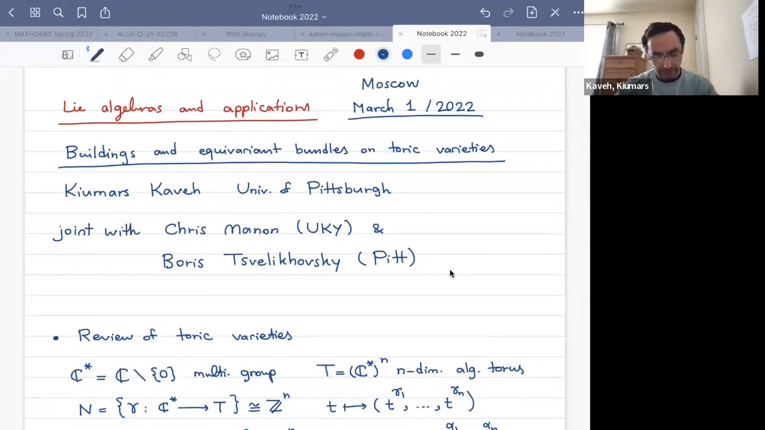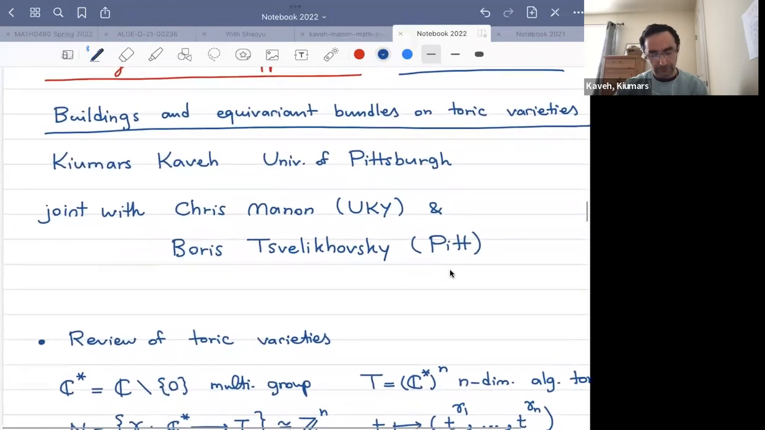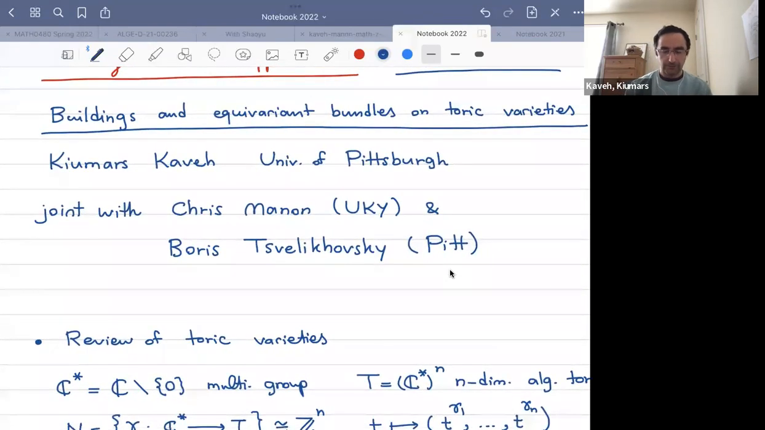I realized I forgot in my abstract to mention that this work is joint with Chris Manon, who I checked was earlier a speaker in the seminar, and Boris Shvilkovsky, who is a postdoc at the University of Pittsburgh and was one of your students at HSE.